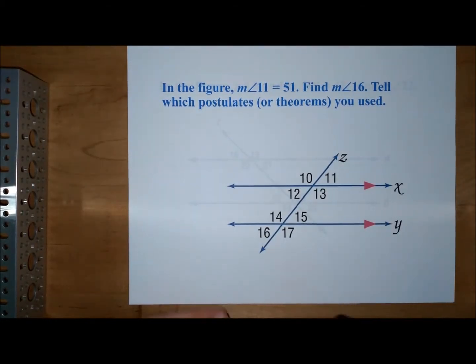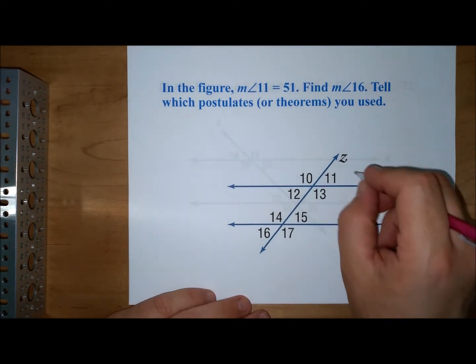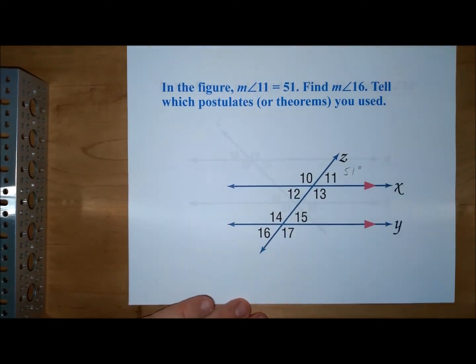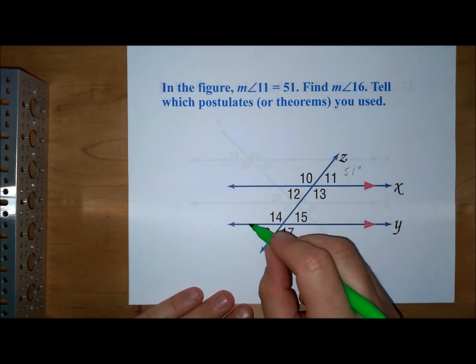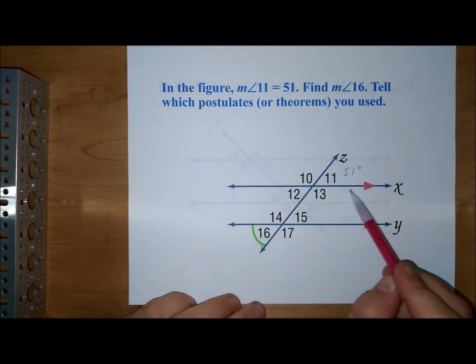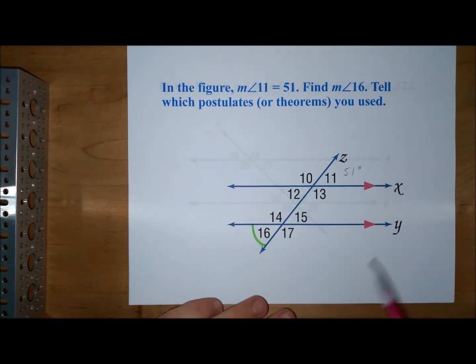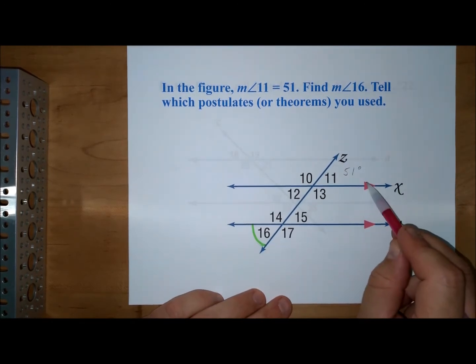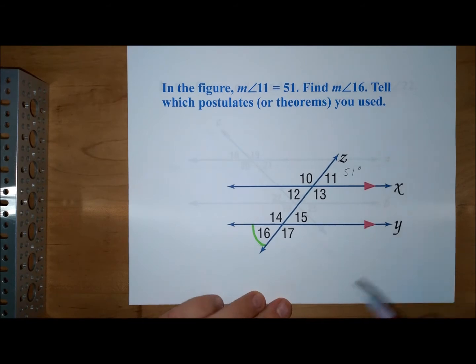All right, same idea here. They tell us the measure of angle 11 is 51 degrees, and this time they want us to find the measure of angle 16. I'll highlight that over here. This is our angle 16. Okay, so how are we going to get that? Well, these are alternate exterior angles, but we haven't learned the alternate exterior angles theorem yet for when lines are parallel. Notice again that line X and line Y are parallel.